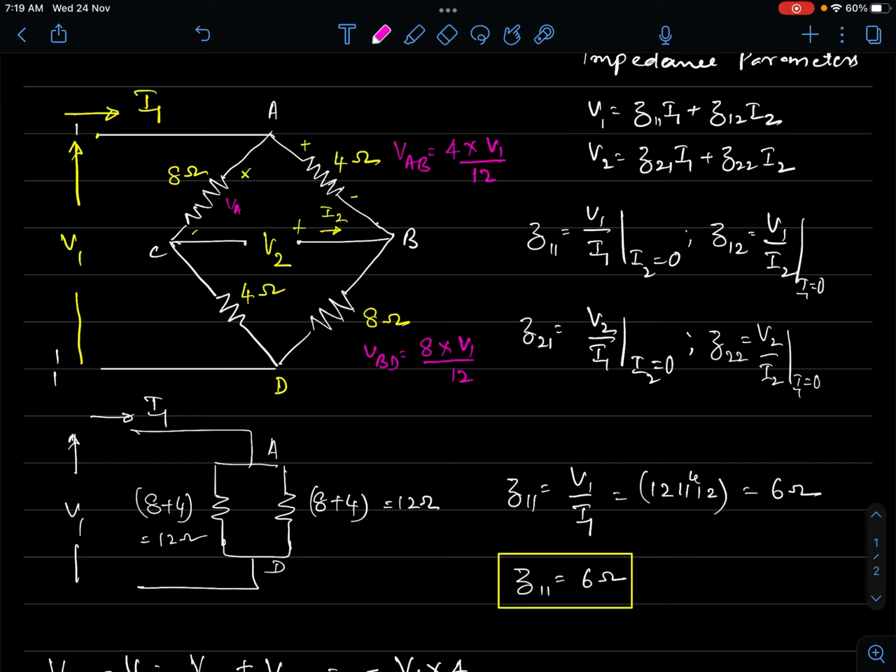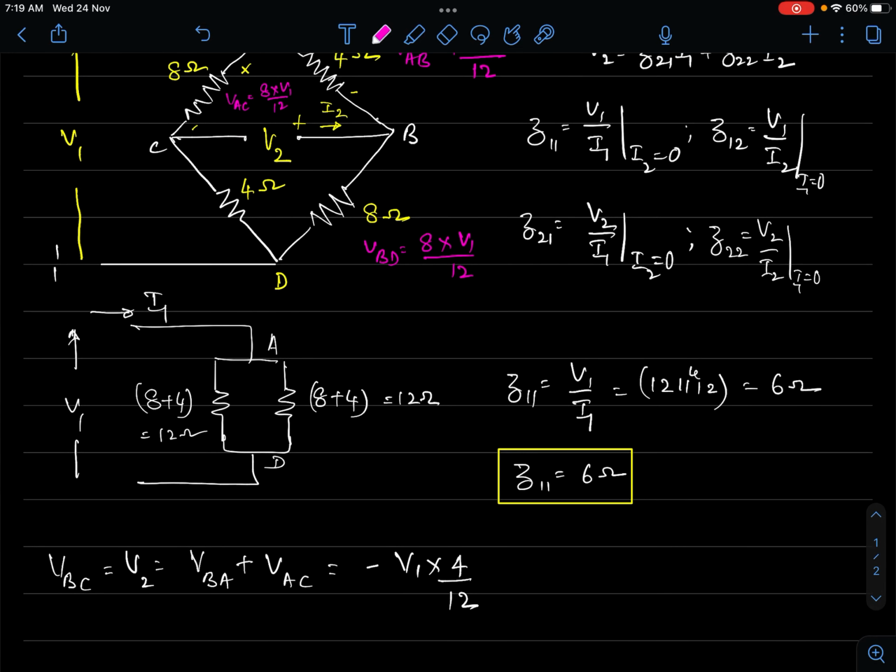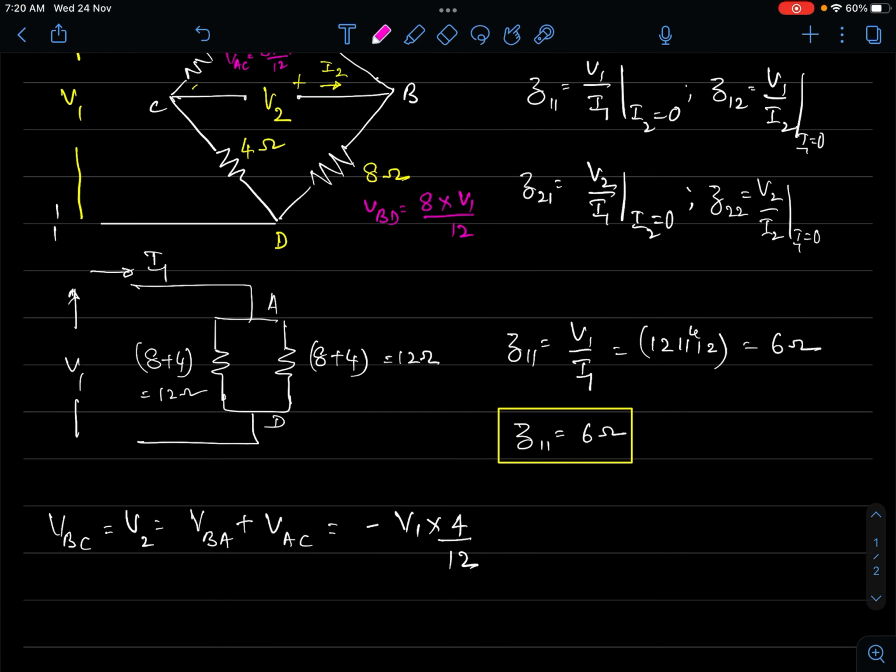Maybe I'll try to write here. VAC equal to 8 into V1 divided by 12. That's how I do. Okay, so I have found this out. I'll go back to the expression. This expression of mine, I'll go back to, this is what it is.